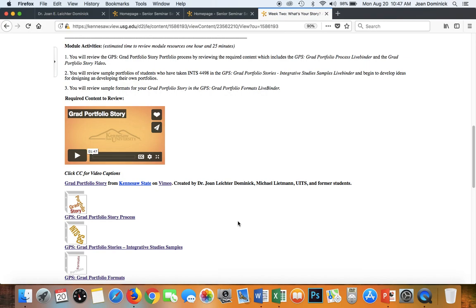You will review sample formats for the GPS story, and I have this included in a live binder, and I've only provided formats for you that are free.